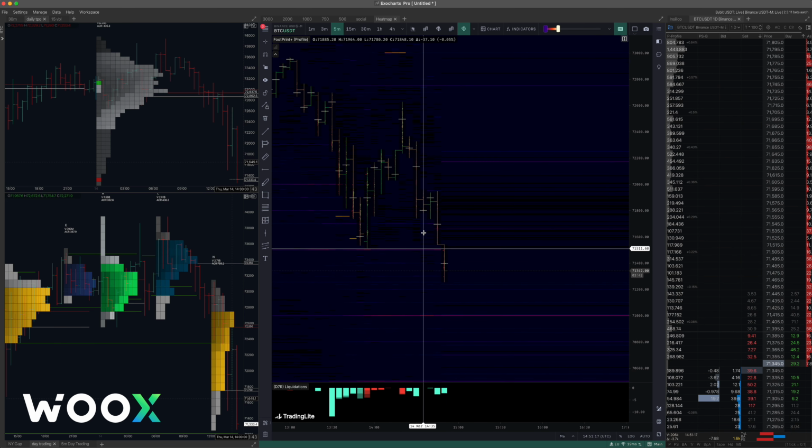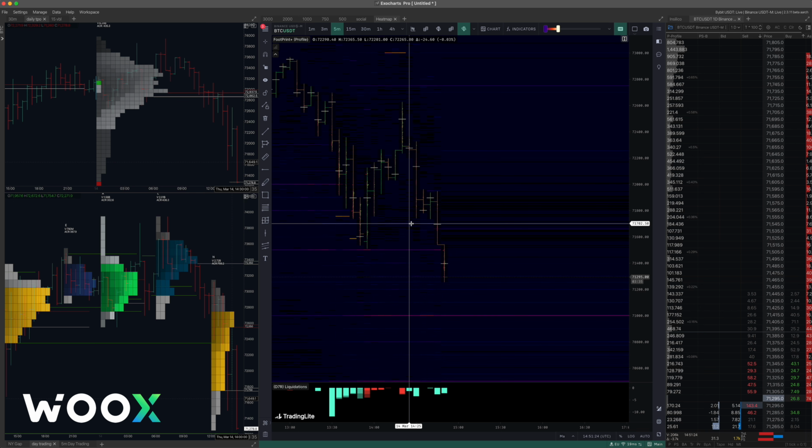And again, the footprint, right? When you see an extension in volume, or massive buy orders coming, or massive sell orders come in, right? That is someone on the other side getting filled.